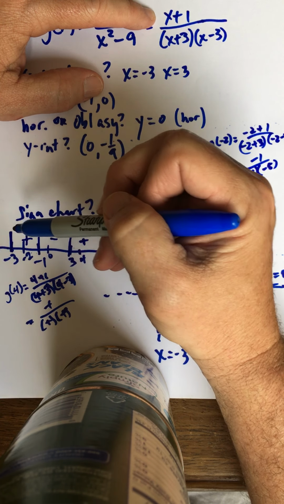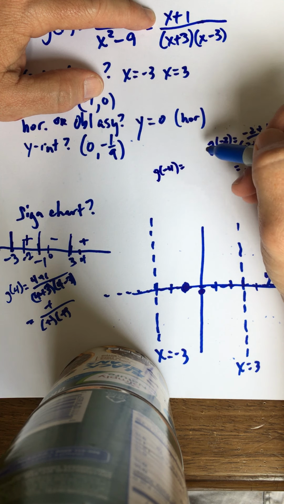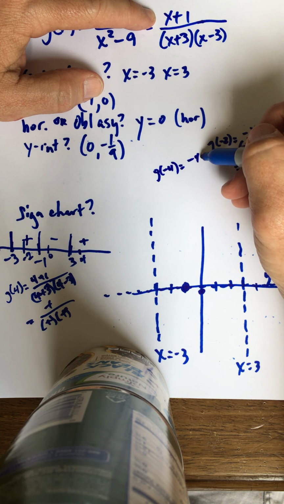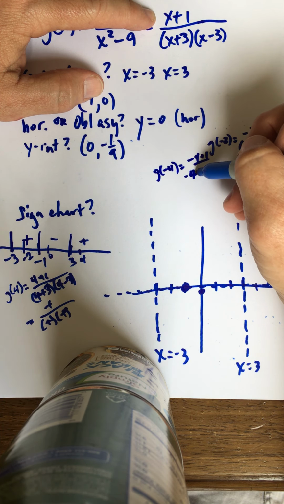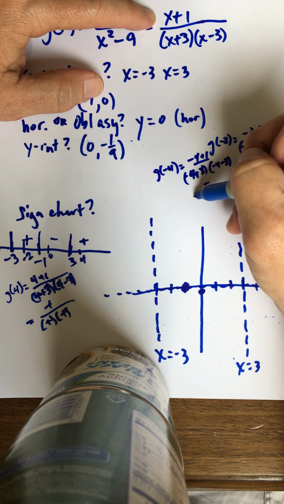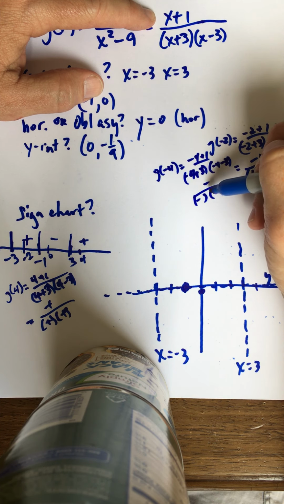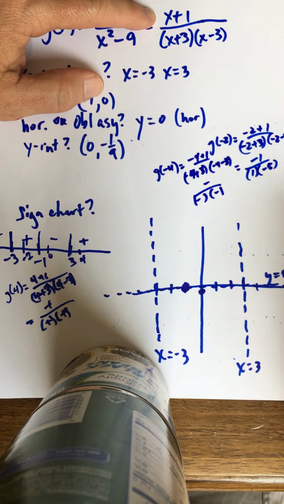Now pick something out here. If you plug in -4, that should be a -4 plus 1, -4 plus 3, -4 minus 3. That's a negative over a negative times a negative. 3 negatives is a negative.